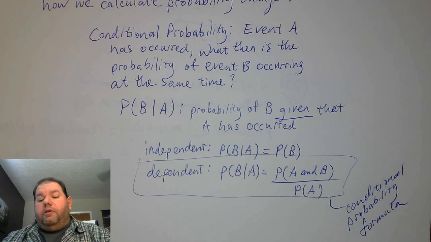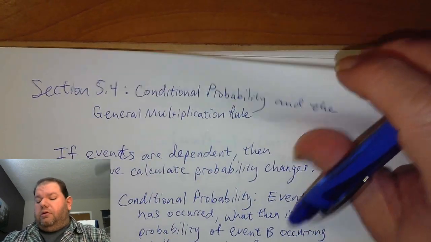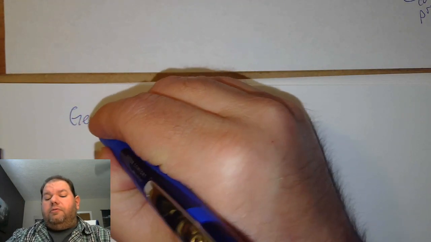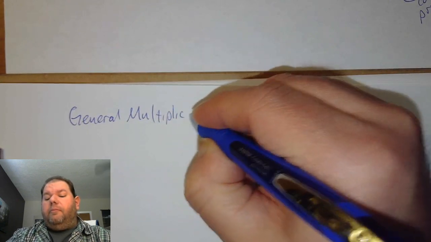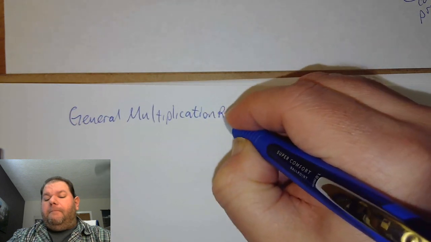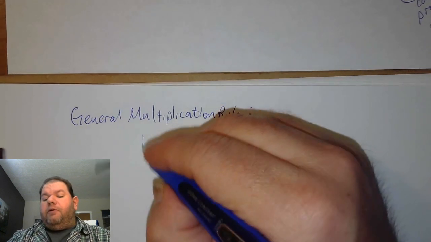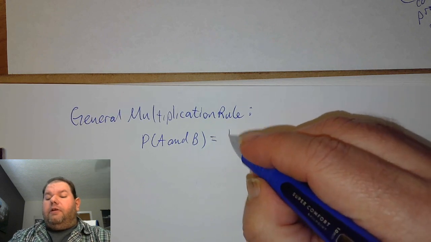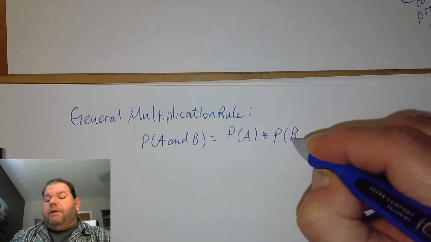Now, this leads us to what we call the general multiplication rule. And the general multiplication rule says that the probability of A and B is equal to the probability of A times the probability of B given A.